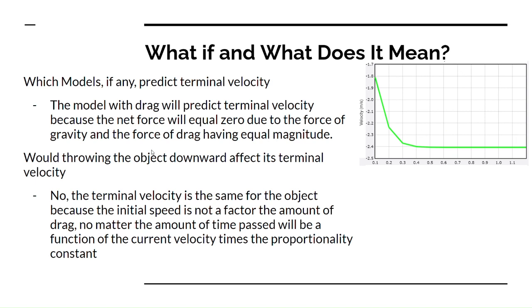So, would throwing the object downward affect its terminal velocity? No, because the terminal velocity is based on the speed. It's not really based on what the initial speed is, it's what the speed is at a certain moment. If we look at the same graph, you can see that at the velocity of 2.4 meters per second is where it leveled off. It wasn't really a time thing. It wasn't that it was in the air for 0.4 seconds. It was that at 2.4 meters per second, that was the squared term that was equal to the gravity at that time. Thank you.